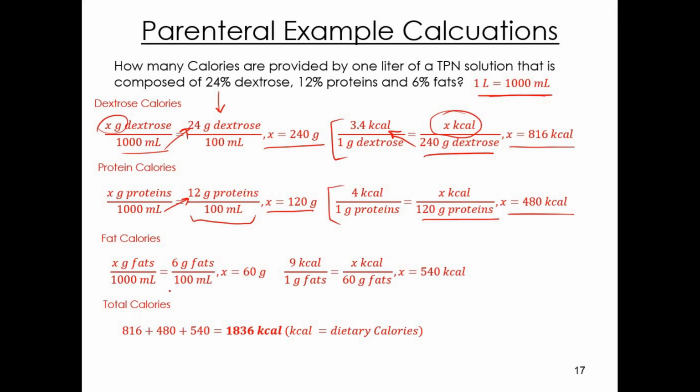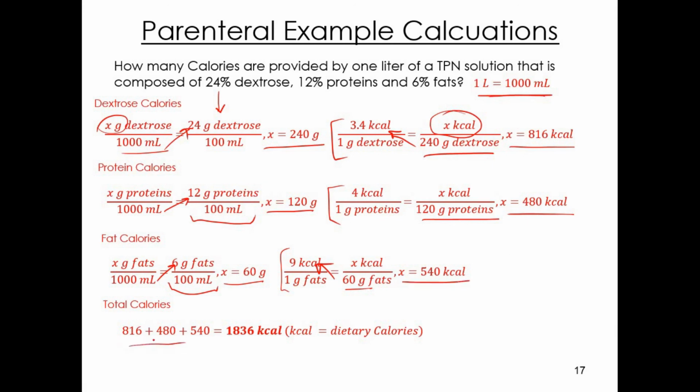And then for fat, we do the same thing. There's 6% fat in the TPN. So in 1 liter, that's 60 grams of fat at 1 gram per 9 kcals. We cross multiply and see there's 540 kcals.